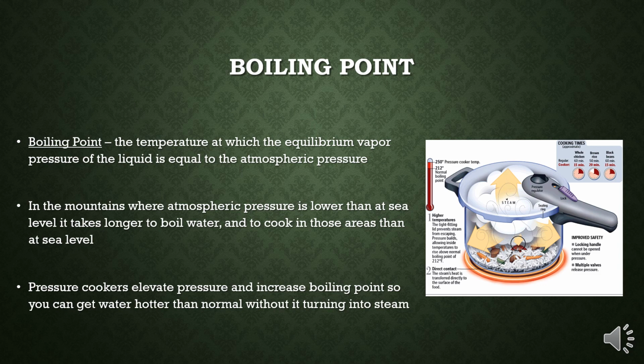So what they're doing is increasing the pressure, forcing more of that steam to hit the surface of the water and condense and then reboil, and it allows you to get the temperature higher. On the graph here, it goes up to 250 degrees versus your normal 212 degrees Fahrenheit boiling point.